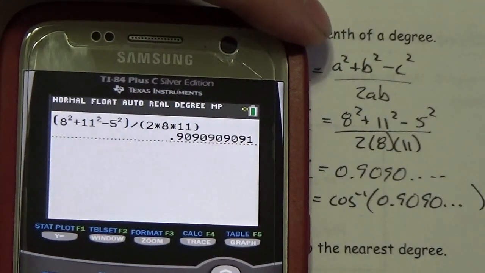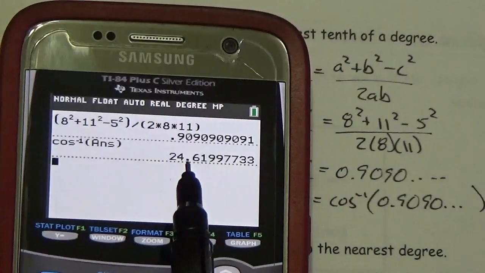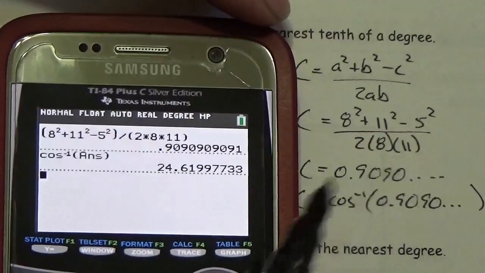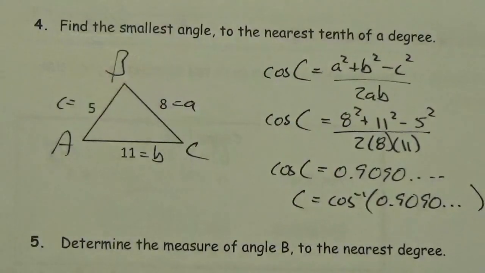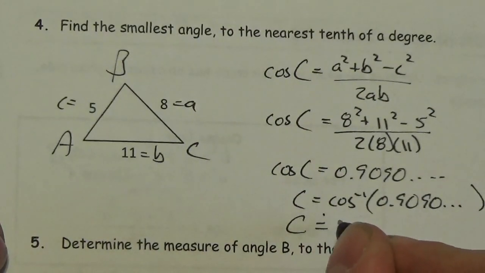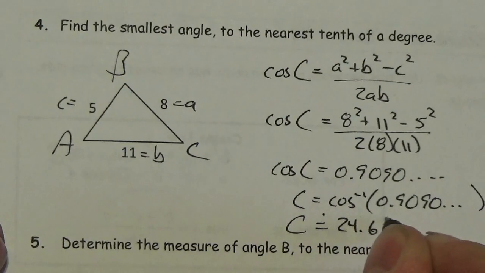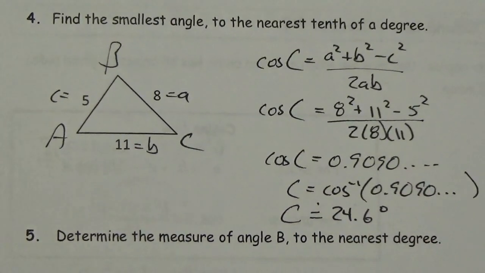Oh, so now it says to the nearest tenth of a degree. I didn't see that, nearest tenth of a degree. I'm going to get 24.6 degrees. So C is approximately equal to 24.6 degrees. There you go.